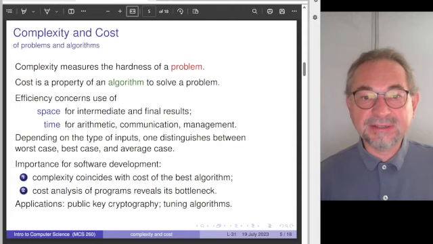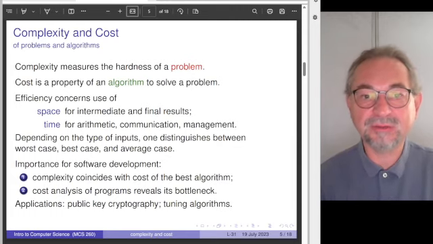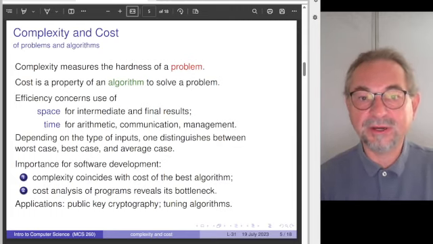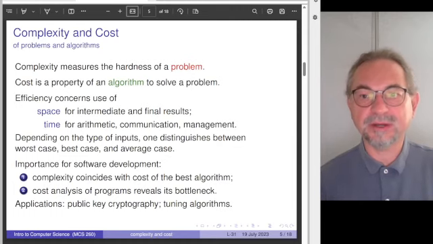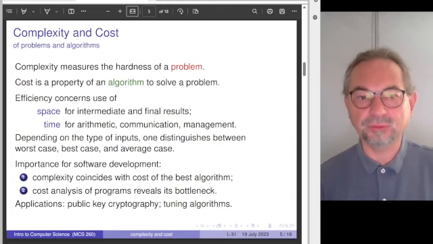So here it is then. When we talk about complexity, we are referring to the hardness of a problem, how difficult it is to solve the problem. When we talk about costs, we think about the property of one algorithm to solve a problem. So algorithms cost, problems complexity. It's important not to confuse those two.